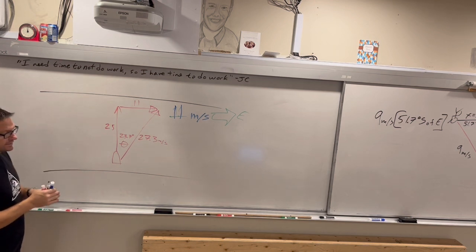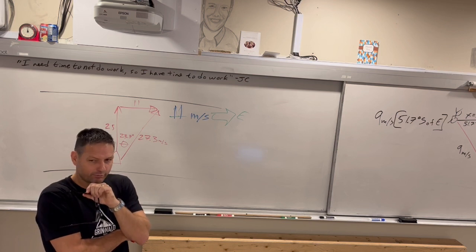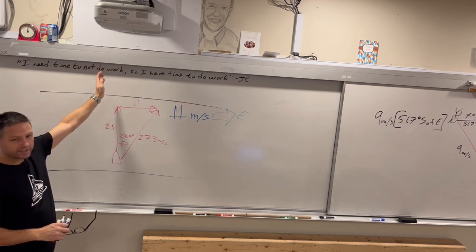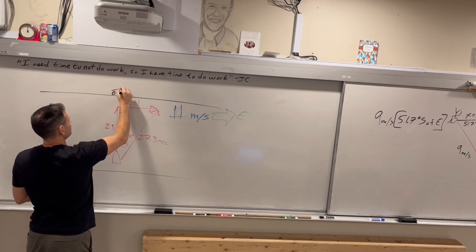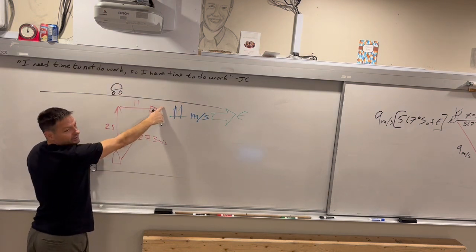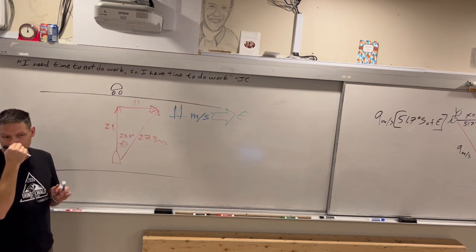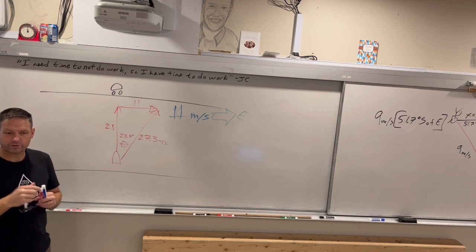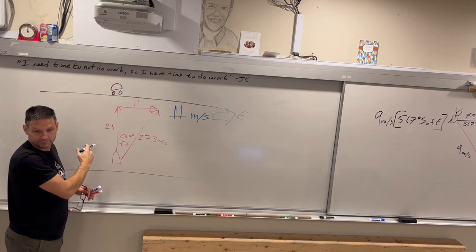Now, the next part of this problem: if the boat wants to go straight across, let's say they have some getaway car waiting on the other side. They don't want to end up 150 meters downstream. They want to end up straight across. What are they going to have to do? 23.7 degrees to the west. I think it's 6. Who agrees with Zayad? Kind of. Just do it in reverse, right?